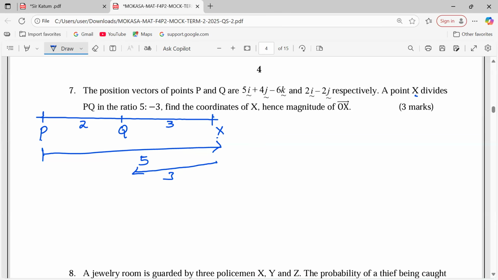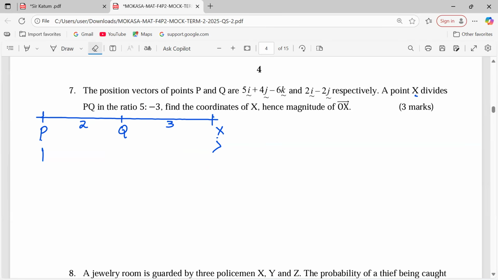So we can now divide the proportions that way to say that we are having, at the end of the day, 3 proportions between Q and X, but now we remain with 2 proportions between P and Q because the total proportions were 5. So with that analysis now, you see, my ratios have become positive, and Q can be interpreted as an internal divider of PX. And we usually say this.